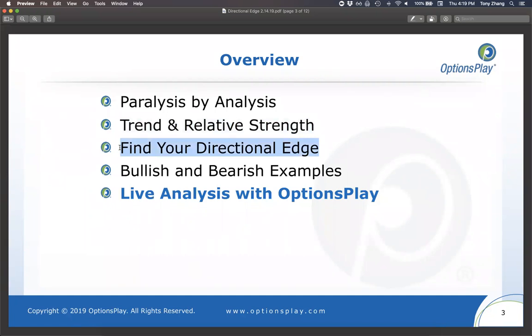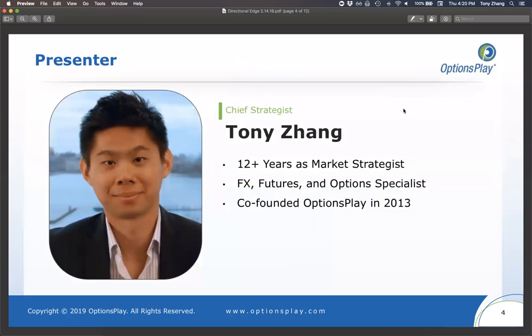And then we'll go through some bearish and bullish examples to help drive home the point as to why these two indicators in conjunction with each other really allow you to gain that directional edge. Then at the end, we'll do live analysis with OptionsPlay. I will have some symbols that I've already pre-scanned as an example, but we'll also do a lightning round so that you can submit symbols and I can show you how easy it is to use OptionsPlay to gain that directional view.